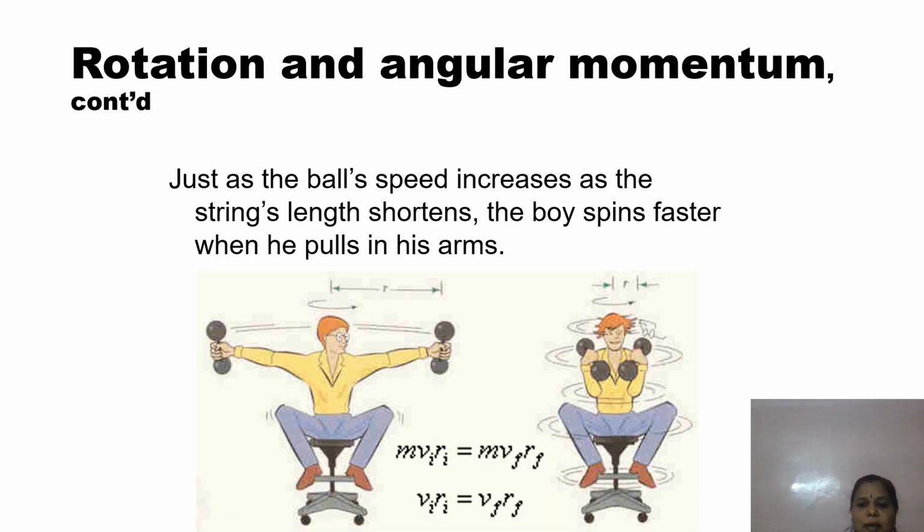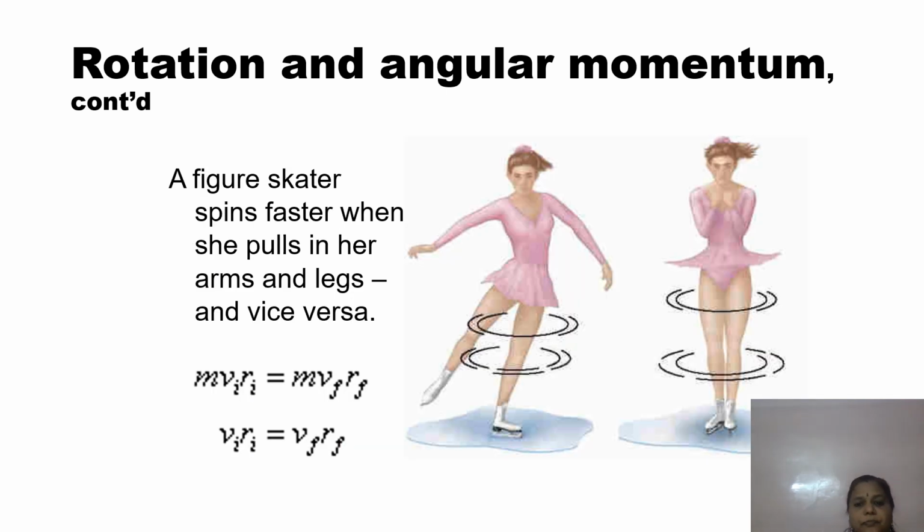The same example here, you could see a man who is moving around with dumbbells. What happens if the speed increases? Obviously the string length will be shortened. The boy spins faster when he pulls in his arms. When he pulls in his arms, the product of velocity and radius at the final position remains equal, making the angular momentum conserved.